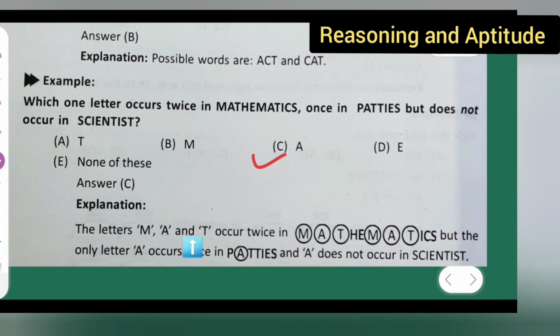The letters M, A and T occur twice in mathematics. But only letter A occurs once in practice. A is the only such letter, and A does not occur in scientist. So the letter occurs twice in mathematics, once in practice, but does not occur in scientist. So A is the correct option.